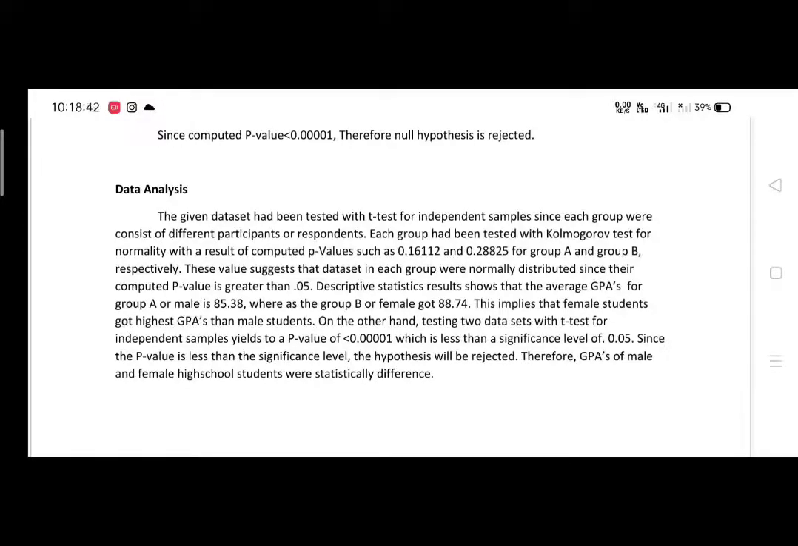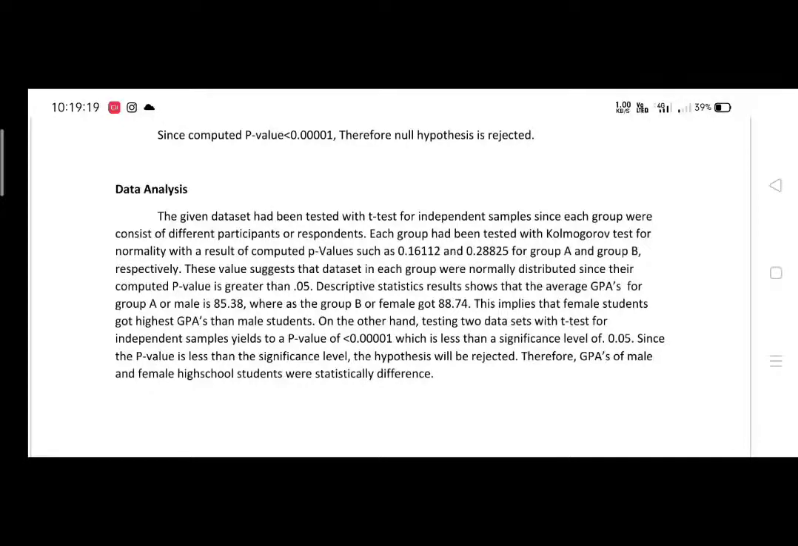The given dataset had been tested with t-tests for independent samples. Since each group were consist of different participants or respondents, each group had been tested with Kolmogorov test for normality with a result of computed p-values such as 0.16112 and 0.28825 for group A and B respectively. This value suggests that dataset in each group were normally distributed since their computed p-value is greater than 0.05.